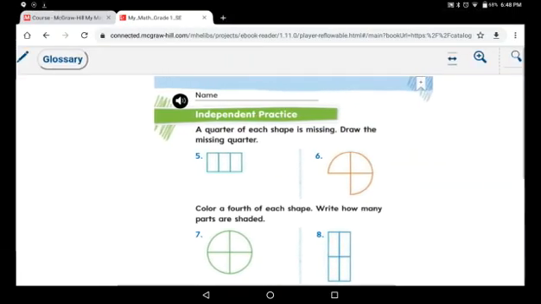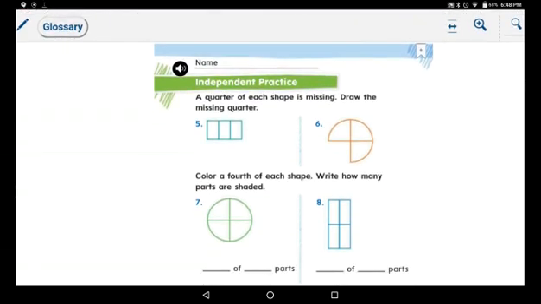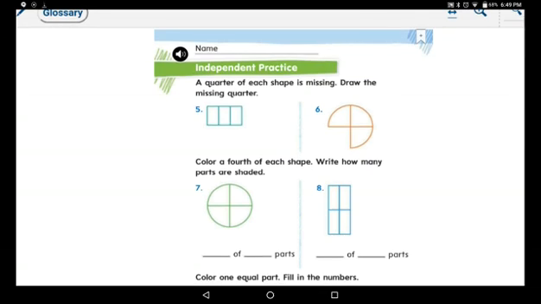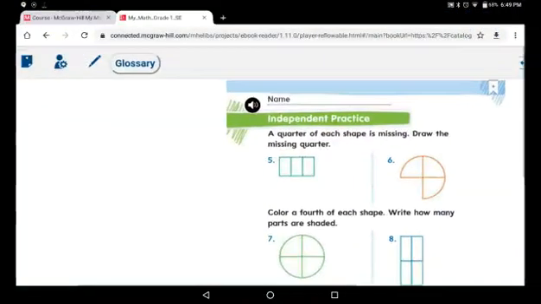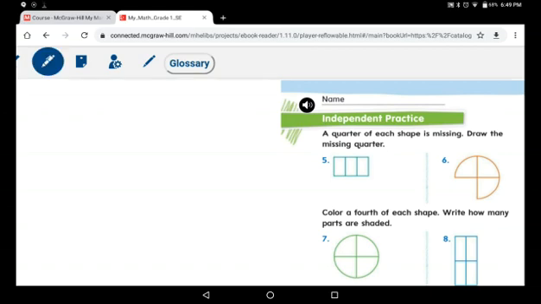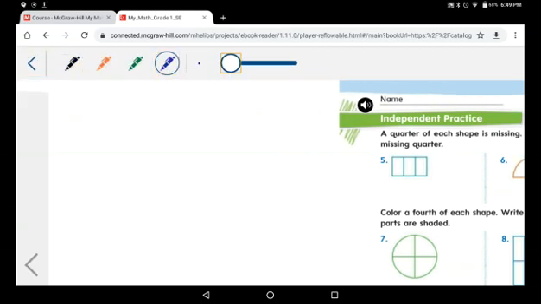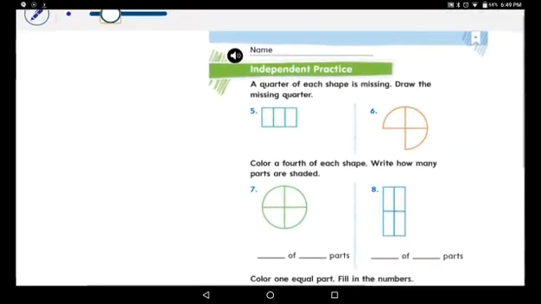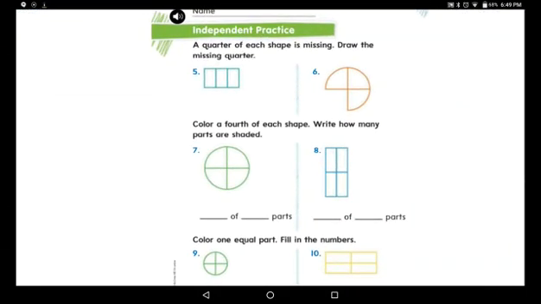Okay? And the second one, here I have missing one slice, or 1/4, you draw it. Okay? Now, the second one, let's solve this together. So here, let's read this. Color 1/4 of each shape. Write how many parts are shaded.